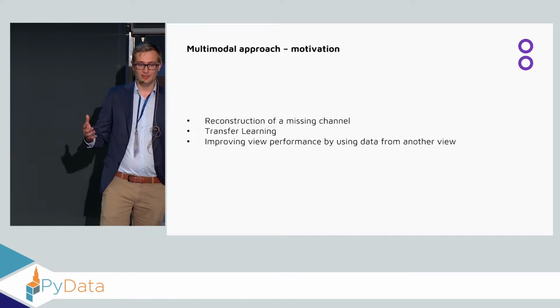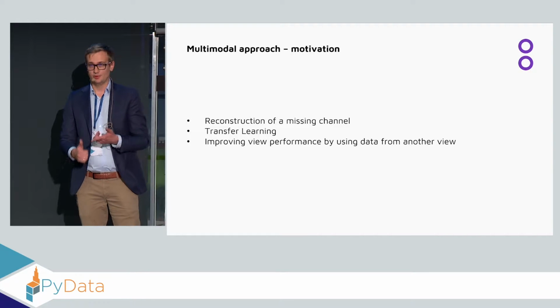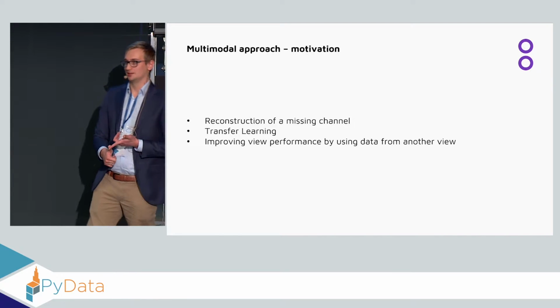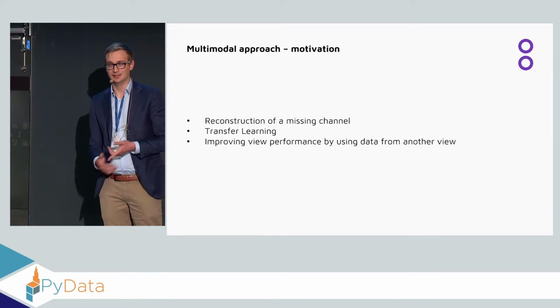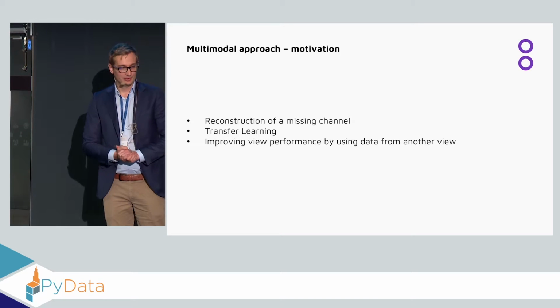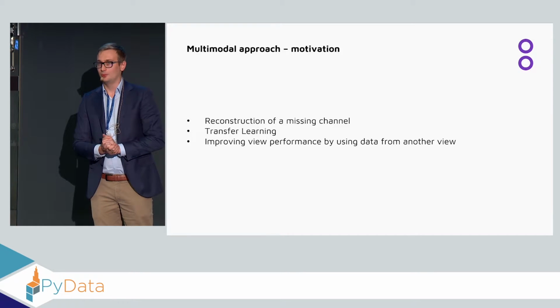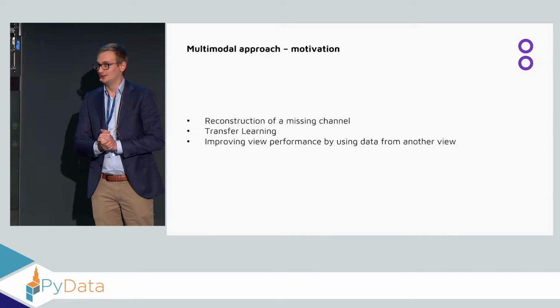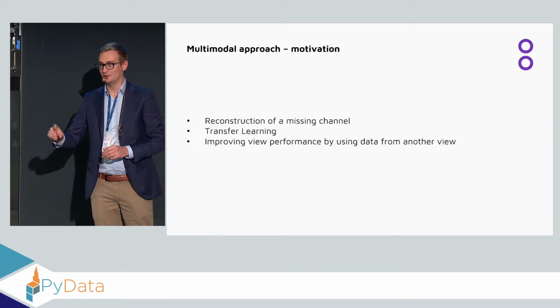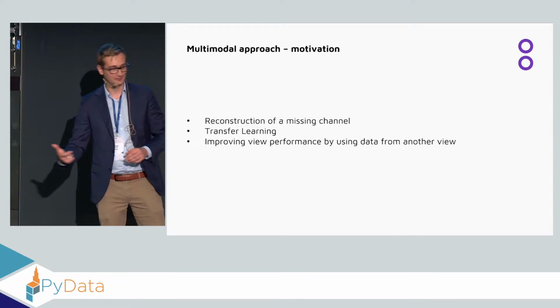And why this might be important for us? First, we might want to reconstruct a missing channel. So, for example, reconstruct subtitles from the image and from the audio. Or transfer learning, if we wanted to make a censoring engine which would beep out the false words. We could use the text in order to help to solve this task.